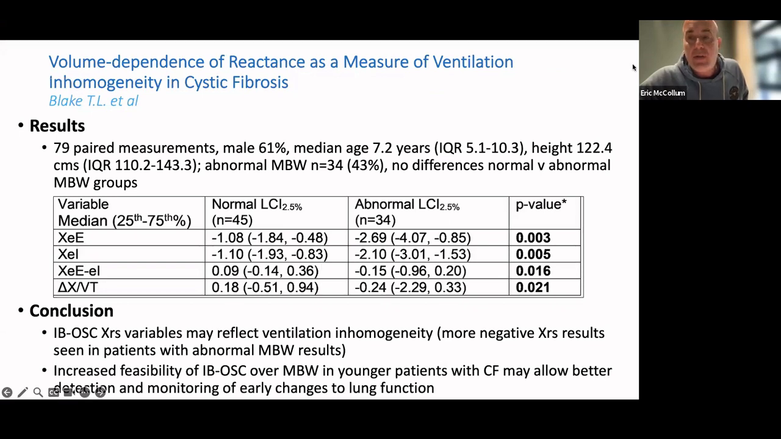In terms of their results, they ended up having 79 paired measurements. 61% of their participants were male, with a median age of 7.2 years, with that interquartile range. Height is given there. They found that an abnormal multiple breath washout was obtained in 43% of those paired measurements. I'm not showing this here because it was too much information, but there are no differences between the normal or abnormal MBW groups in the variables that would be relevant here.